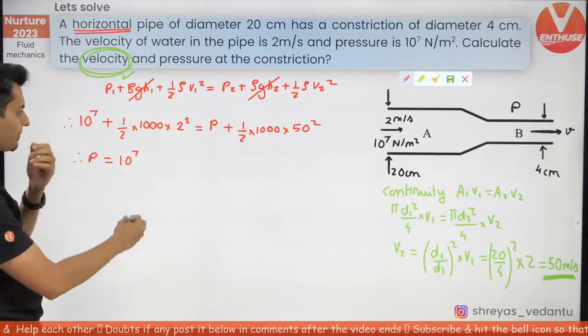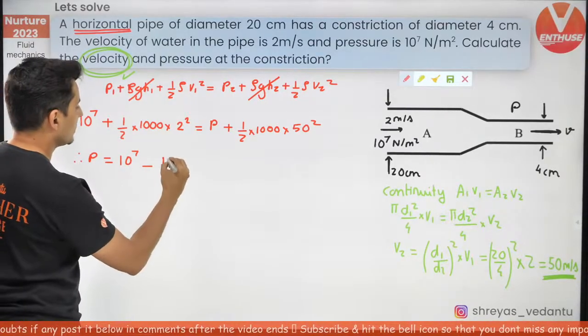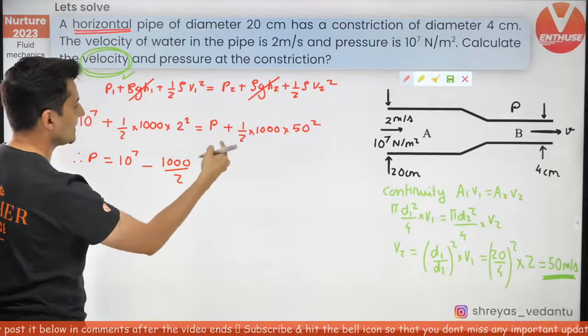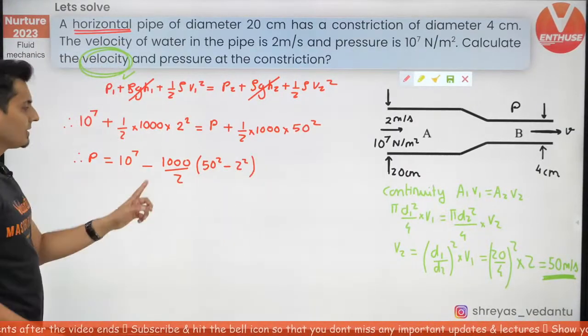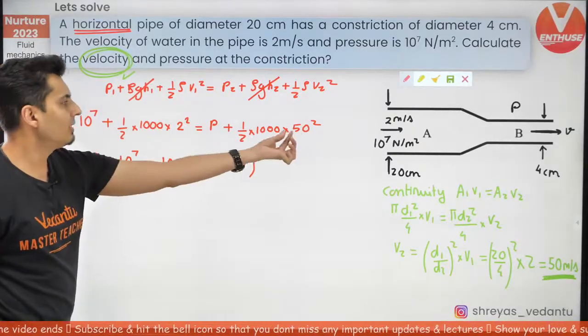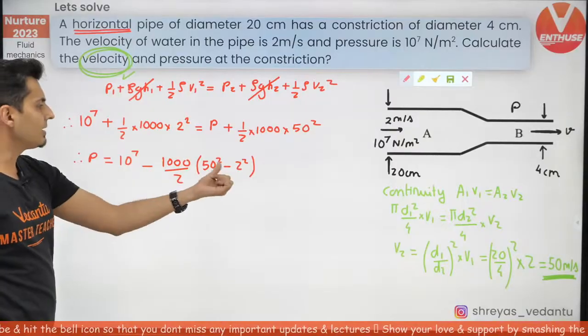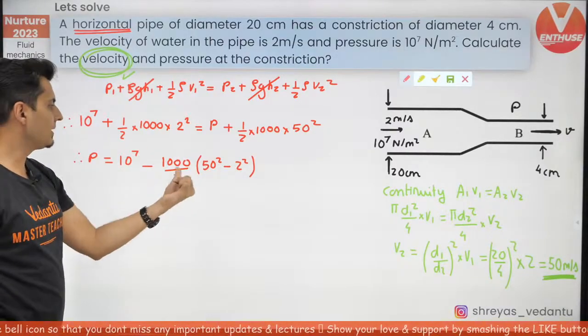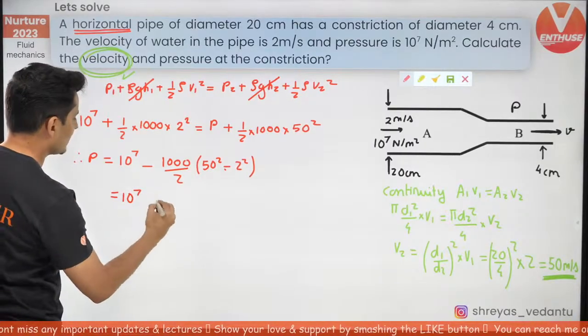So minus. Okay, I can do one thing. I can put a minus sign. I can also put 1000 divided by 2 as common. And here I will put 50 square minus 2 square. See if this makes sense. Because once 50 square goes on the other side, it will become minus 50 square, and minus and minus is just plus. So fair enough. So this will become 10 to the power 7.